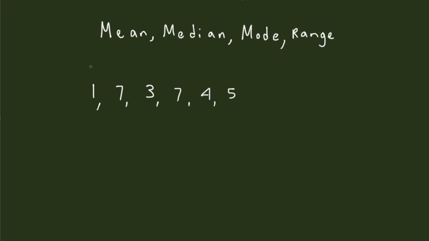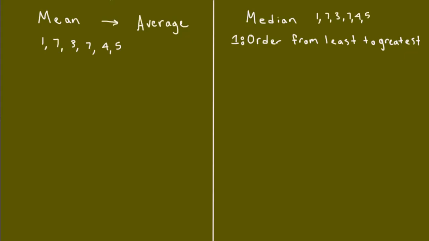Today we're going to be looking at how to find the mean, median, mode, and range of our given data set. We're given 1, 7, 3, 7, 4, and 5 as our numbers. Let's begin by finding our mean.